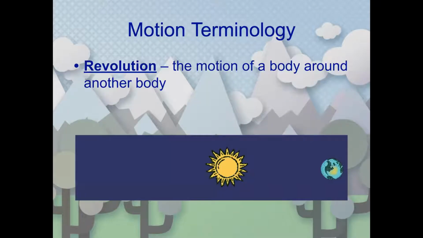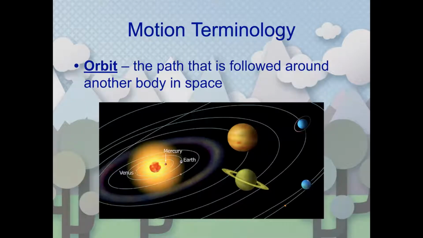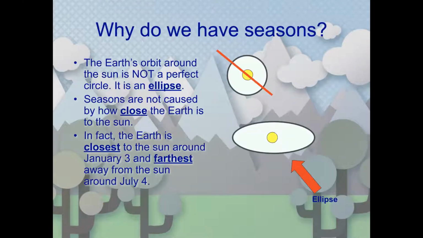A revolution is the motion of the body around another body. Orbit is the path that is followed around another body in space. And you know what? Our planet, the planet Earth, orbits around the sun. It's not orbiting around the sun in a perfect circle. It's what we call an ellipse.